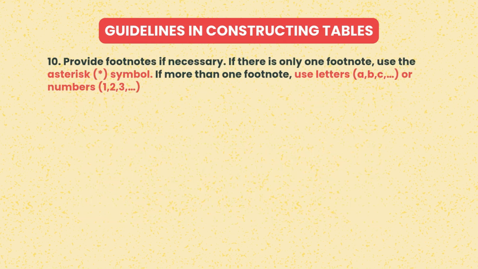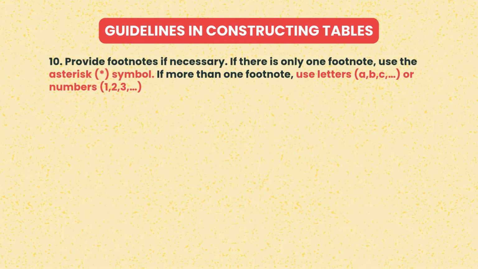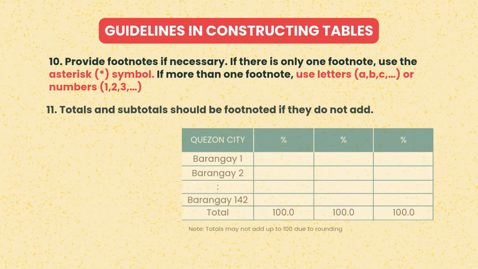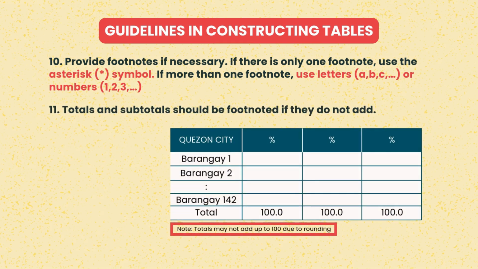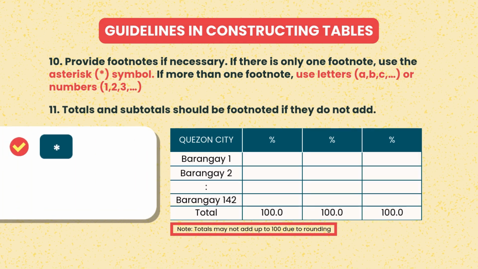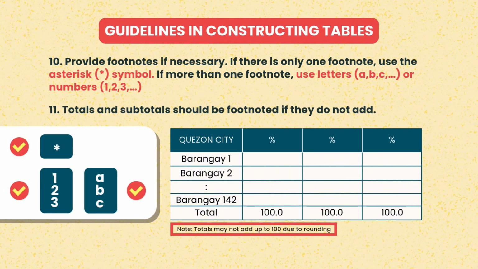We should also include a footnote if needed, especially if our total or subtotal do not add up or are not 100%. We can use an asterisk to denote a footnote. But if we have 2 or more footnotes, it is better to use letters such as A, B, C or numbers 1, 2, 3. Refrain from using double asterisks or triple asterisks in this matter.